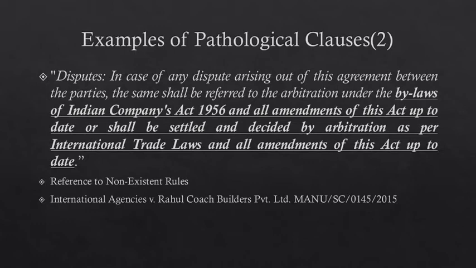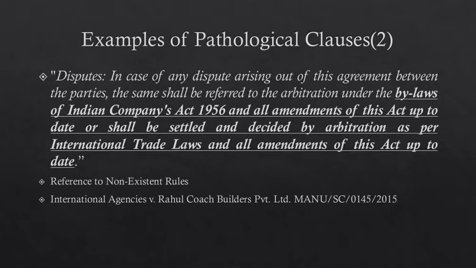But even in that other mode, it is not specified which institutional rules, or which rules, under which this dispute will be resolved. There is nothing called international trade laws as an arbitral institution or as a set of rules. Perhaps the drafters of the arbitration agreement were possibly referring to the UNCITRAL Model Law, or possibly the UNCITRAL arbitration rules, we never know. But it is not a legislative instrument. Therefore, this clause is an example of a pathological arbitration clause. And this emanated in the case of System for International Agencies versus Rahul Coach Builders, a decision reported in 2015.